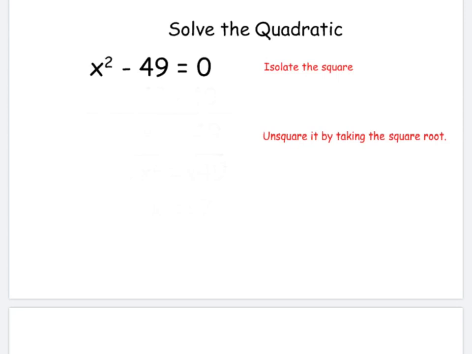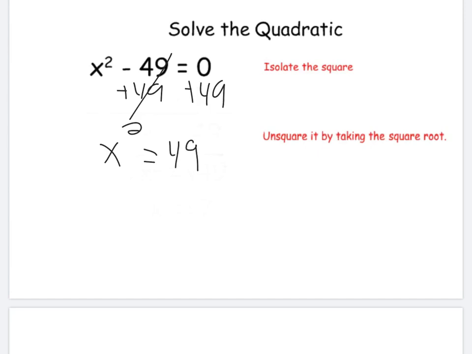Let's take a look using the square root method at a little bit more involved of an equation. So I have this time x squared minus 49 equals 0. In order to take the square root, that should be the last step that you do. So you need to isolate your square first. So I need to get the x squared on its own side of the equation. So to do that, I need to move the minus 49 to the other side by adding 49 to both sides of the equation. Minus 49 plus 49 gives me 0, so they cancel out. I'm left with x squared equals 0 plus 49, or 49.